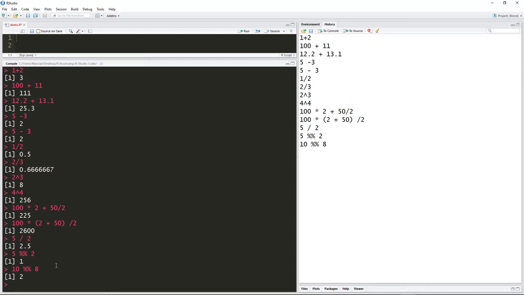You can just review this lecture or the notes for this lecture in case you ever want to reference what the actual symbols or operations are for arithmetic. Okay, that's it. In the next lecture, we'll talk about some basic data types in R.